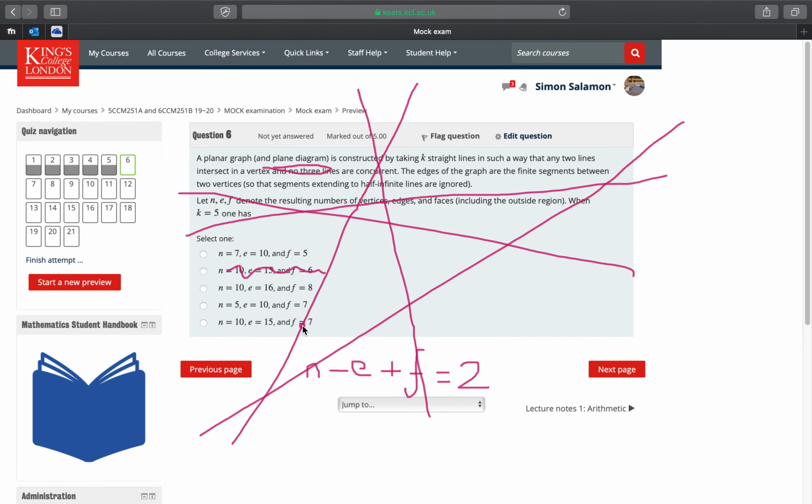How many vertices do we have? Well, we certainly have more than 5. We've got 1, 2, 3, 4, 5, 6, 7, 8, 9, 10. So we now see here we have the correct answer. It's that one.